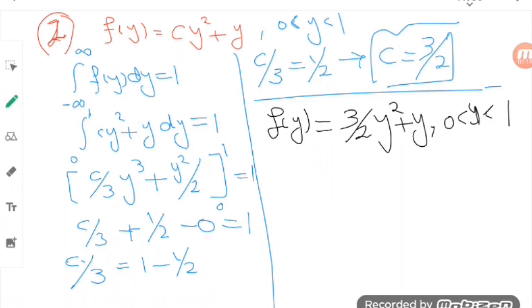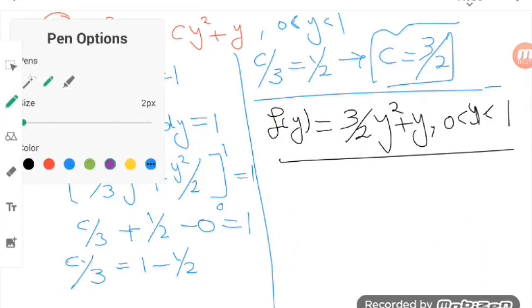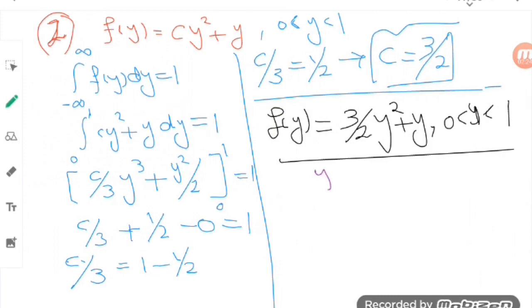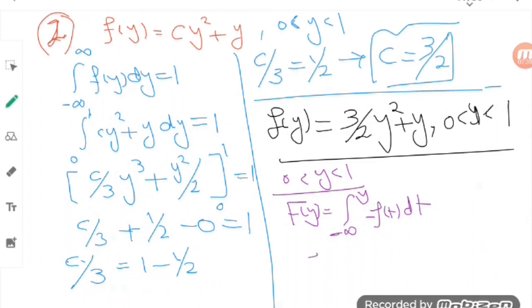We need to find the cumulative distribution function. The cumulative distribution function to be computed, this means within the support of y, we find F capital of y as the integral from the lower limit up to a certain value y of the PDF in terms of t, which equals the integral from 0, which is the lower limit in this case, to the value of y of 3 over 2 times t squared plus t, dt.